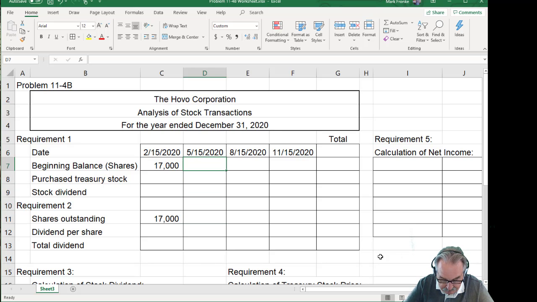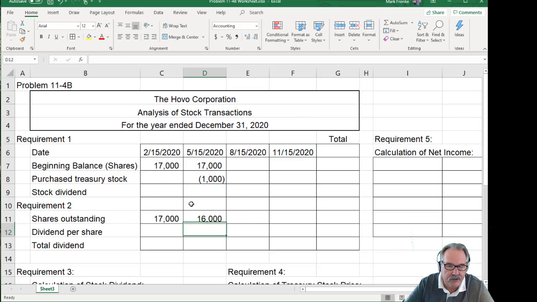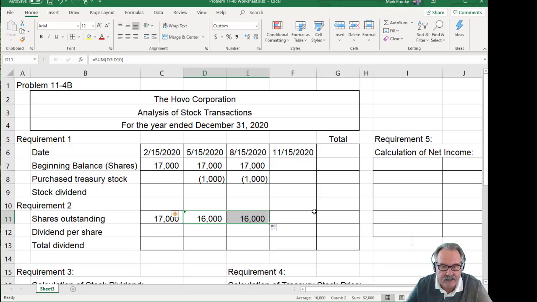Then on the 15th of May, we still have those 17,000 shares that were outstanding, but we purchased some treasury stock, which means that the number of shares outstanding went down 1,000 shares. So when we total this up on that dividend declaration date, which is May the 15th, we had 16,000 shares. Then on August the 15th, again, still 17,000 shares at the beginning. We had the 1,000 that we purchased of treasury stock, and nothing else happened between May and August. So we still have 16,000 shares outstanding.